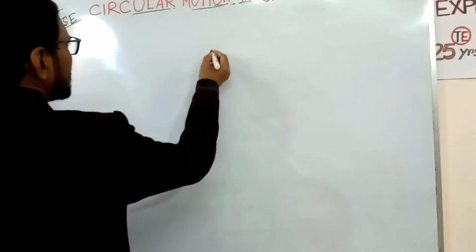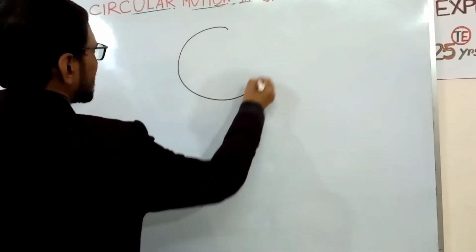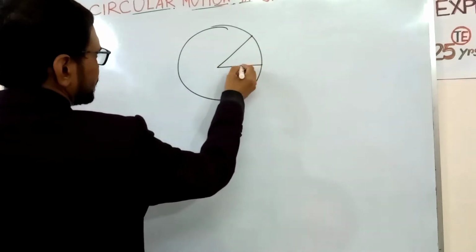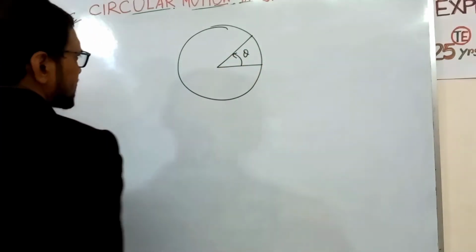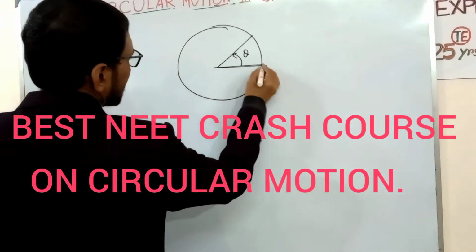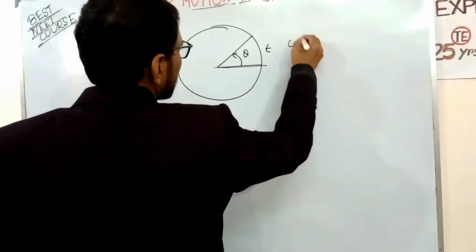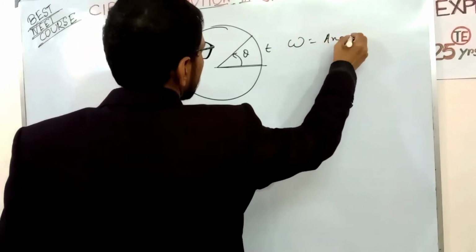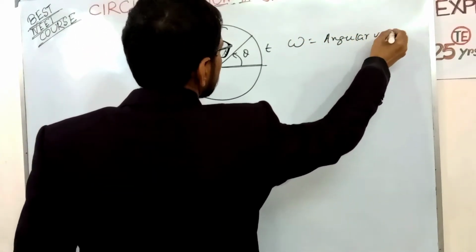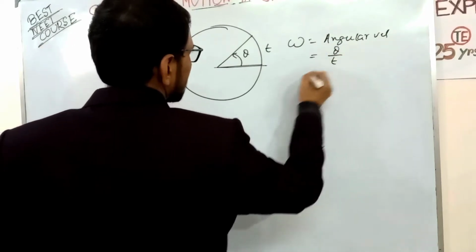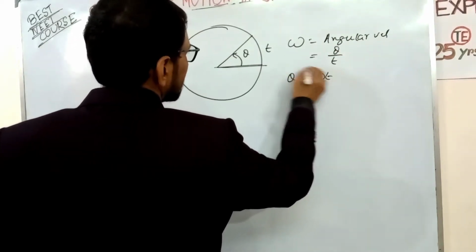What is circular motion? When a body rotates in a circular path, suppose it makes an angle theta with the horizontal line in t seconds. Theta is called angular position. So angular velocity: first, angular velocity equals theta by t, that is angular position by time. So theta equals omega t.